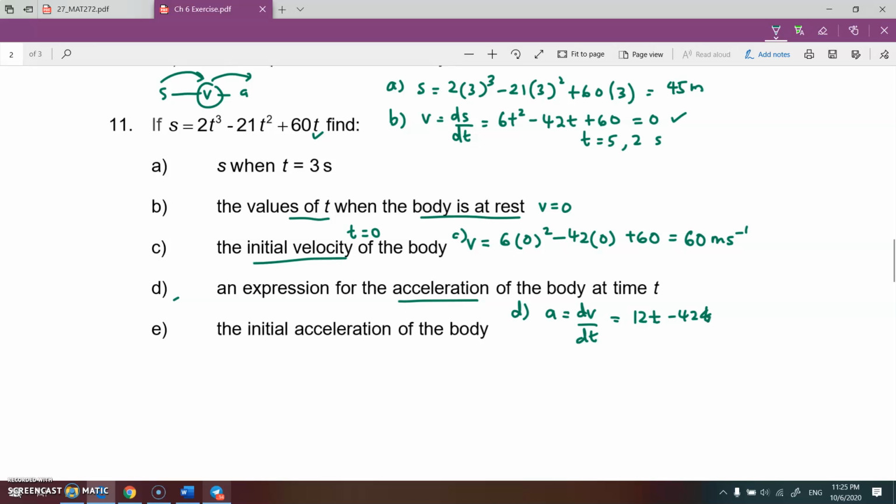So this is the expression 12t minus 42. Okay, what is the initial acceleration? Initial acceleration means the starting point, when t is equal to 0. So when t is equal to 0, what is a? You just substitute t equal to 0, so you get negative 42 meters per second squared.